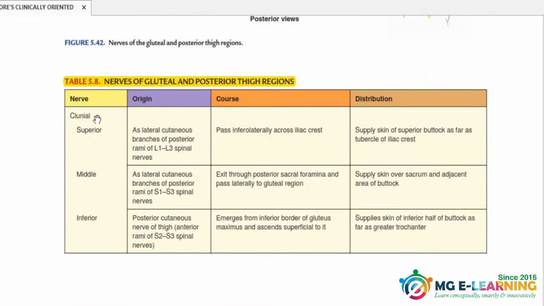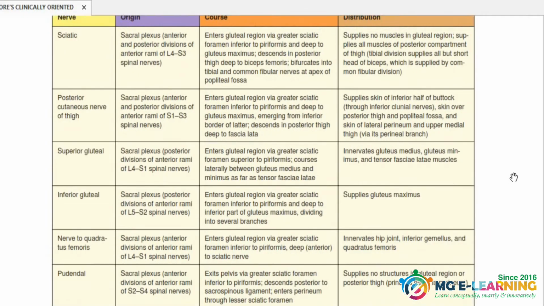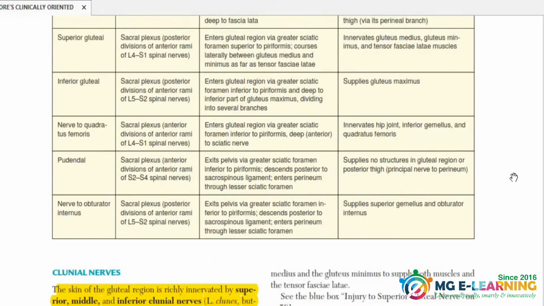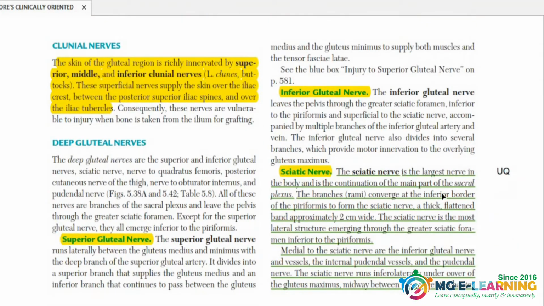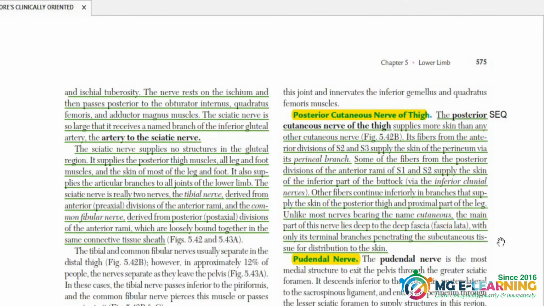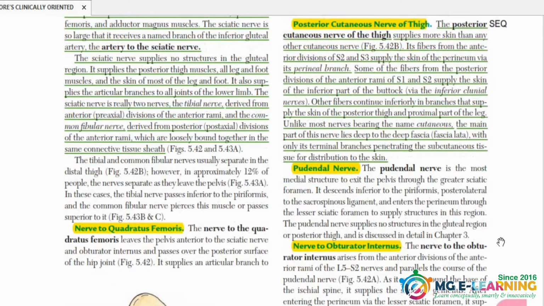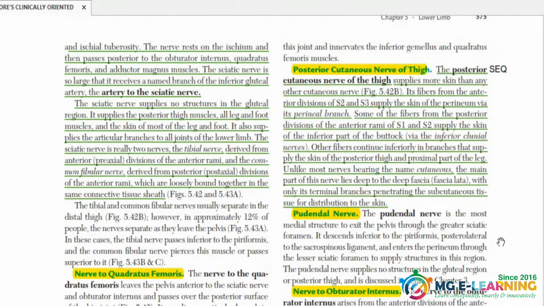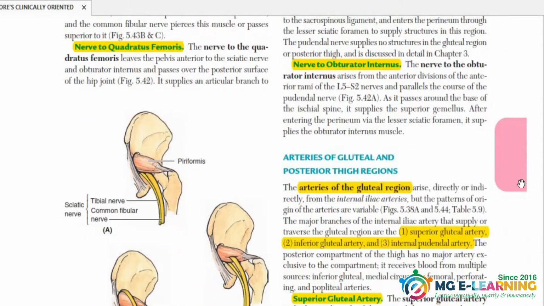Next, this table is important to see the nerves of the gluteal and posterior thigh region. You have to know their origin, courses, and distribution. This one. Superior gluteal nerve, inferior gluteal nerve. You have to read it, and the sciatic nerve is important from the SCQ point of view. It is very important. You have to know its origin, courses, and its branches. Now, the posterior cutaneous nerve of the thigh is also important from the SCQ point of view.